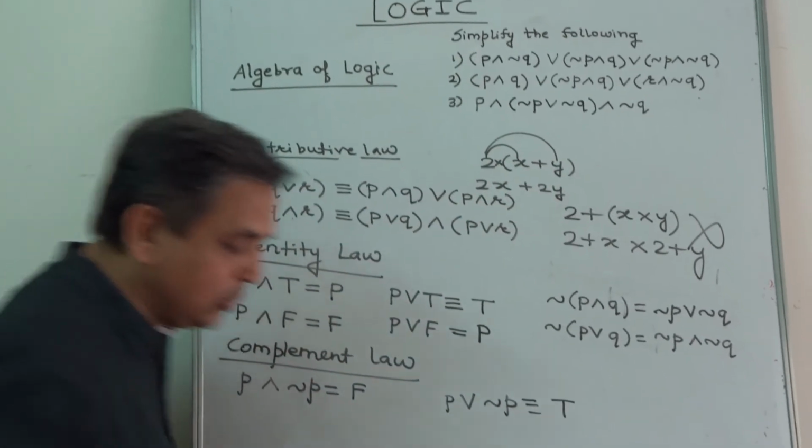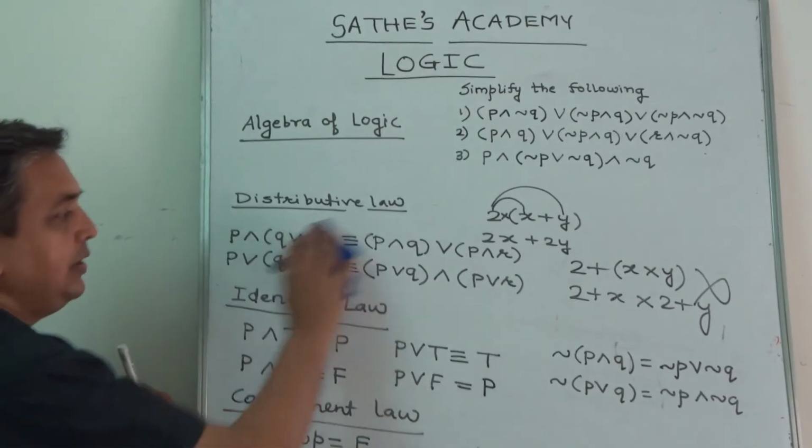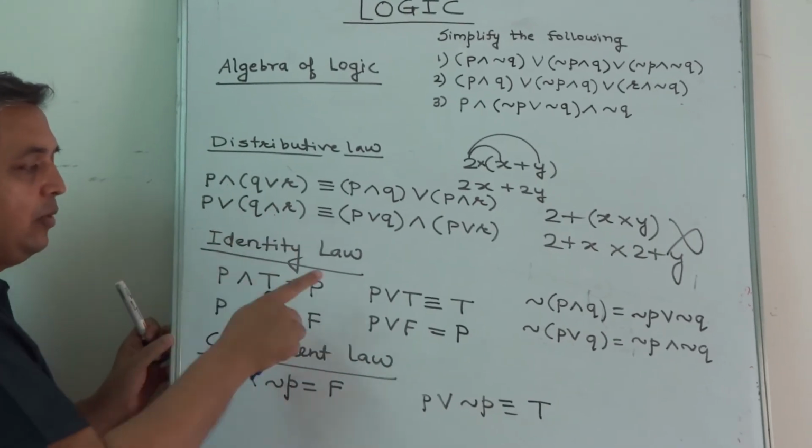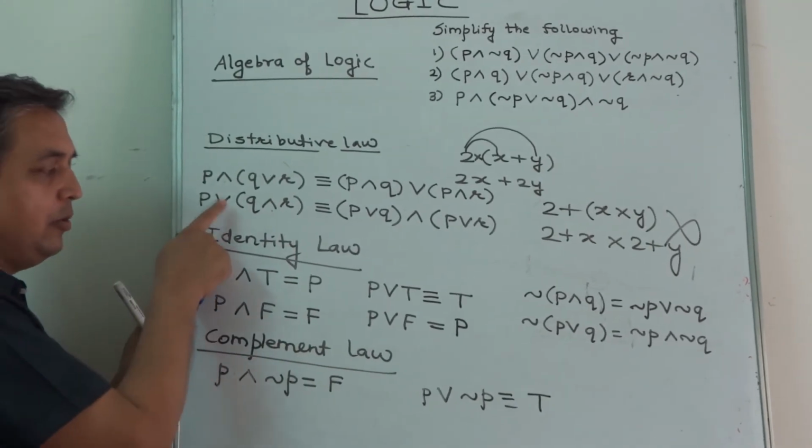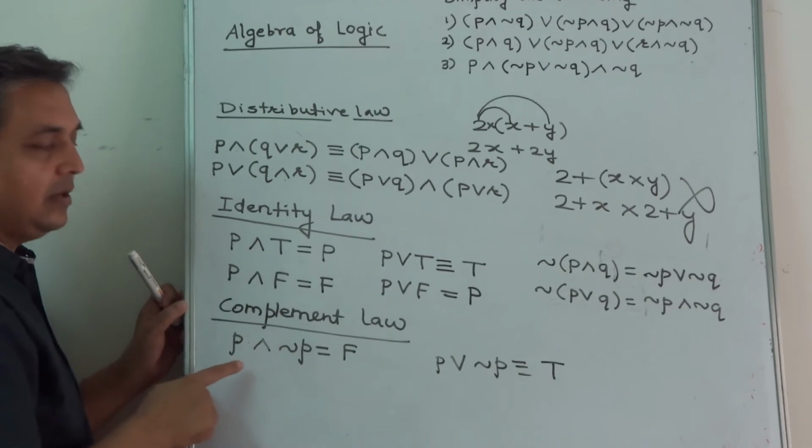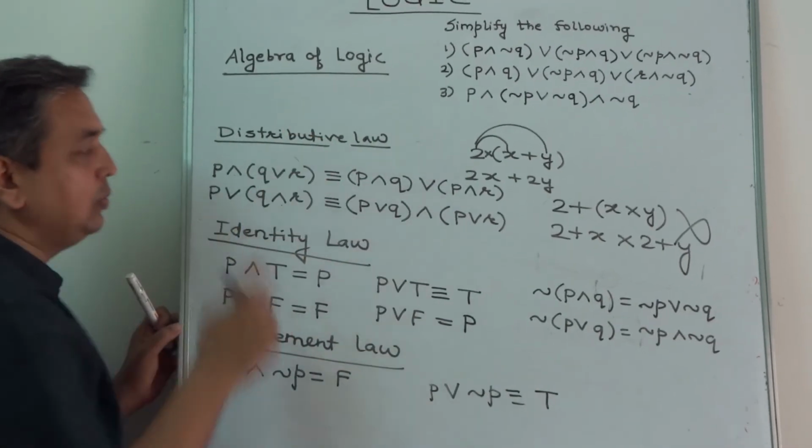Now let us see how to simplify this using these properties. These laws we have to learn very properly: distributive, identity, complement. Now let us go through those questions.